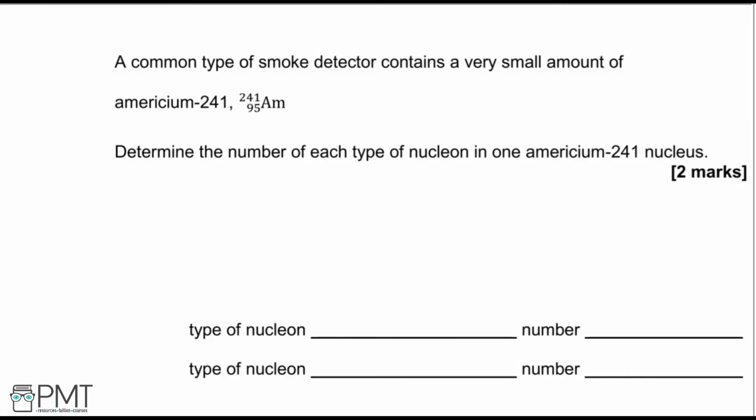For this first part of the question, you can see it's asking for the type of nucleon, two different types within this americium-241 nucleus. Now, the nucleus is obviously going to contain protons and neutrons, so we need to know the number of each of those, essentially. So the first thing to note from the two numbers at the top here is that the 95, the lower number, is the number of protons. If we write that down first of all, so type of nucleon, proton, and there are 95 of those.